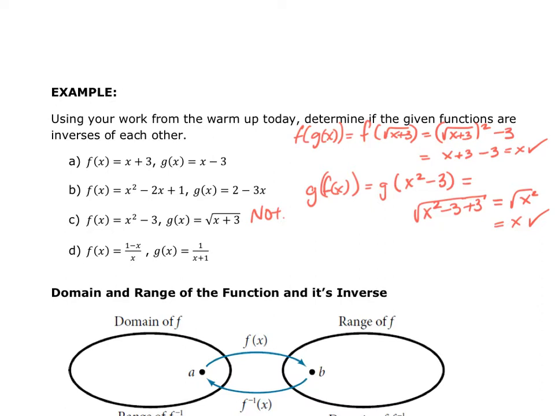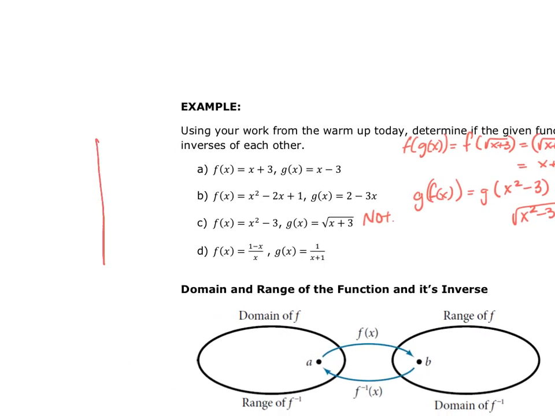Why are they not inverses of each other? They're close, but they're not truly inverses of each other. Why are they not truly inverses? That's because of what happens when I graph f. This is what f of x looks like.